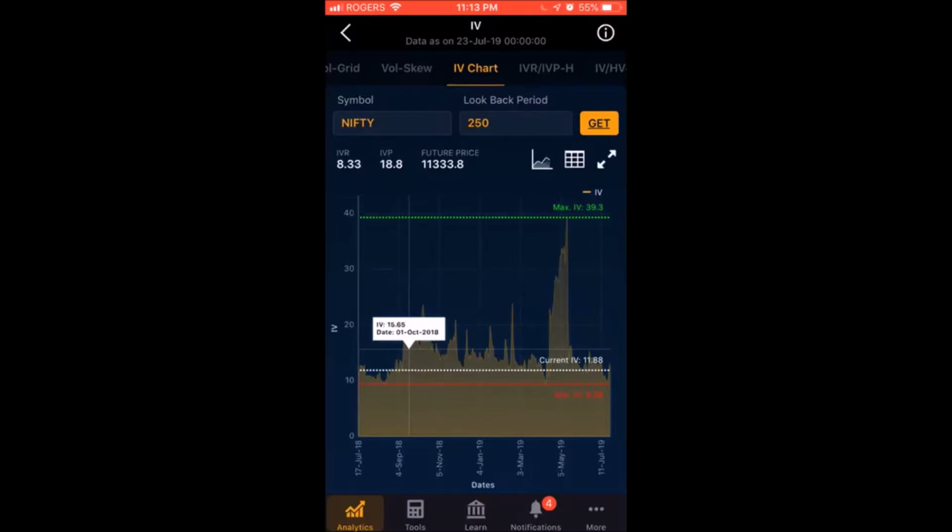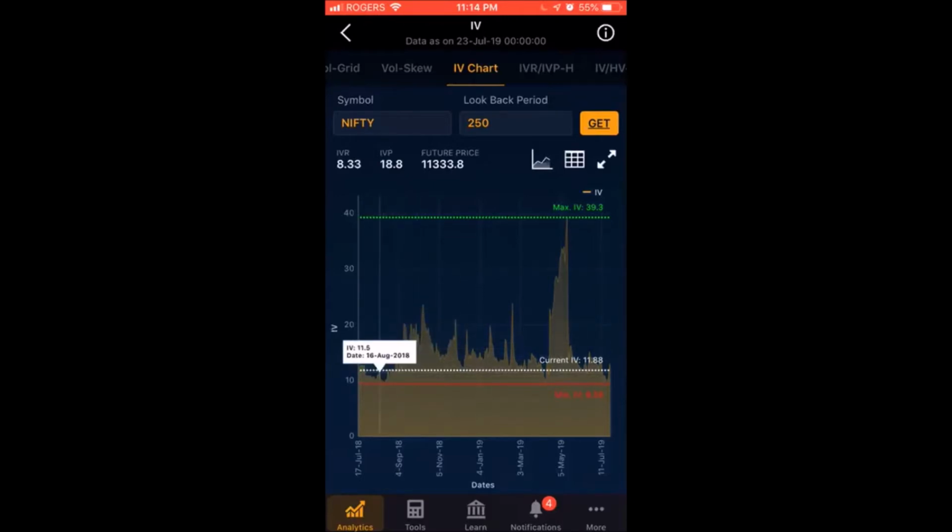Based on these three figures, one can figure out where the current implied volatility is placed vis-a-vis these historical readings, right? This basic representation can also be signified by two different analytical numbers. One is called IVR, one is called IVP. A gentleman in North America came up with this, and it is very popularly utilized by option traders across the world.